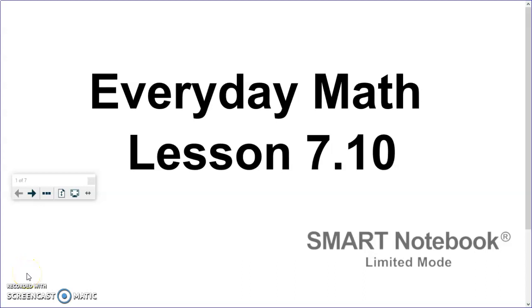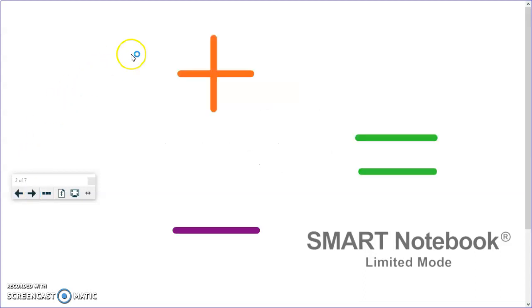Today in math, we're going to be reviewing some things we already know and then creating some number stories. We already know about some of our math symbols. The orange one is called the addition symbol. We sometimes say plus. We know when we use the plus sign, we are adding things together. We are taking some and some more and getting an even bigger number.